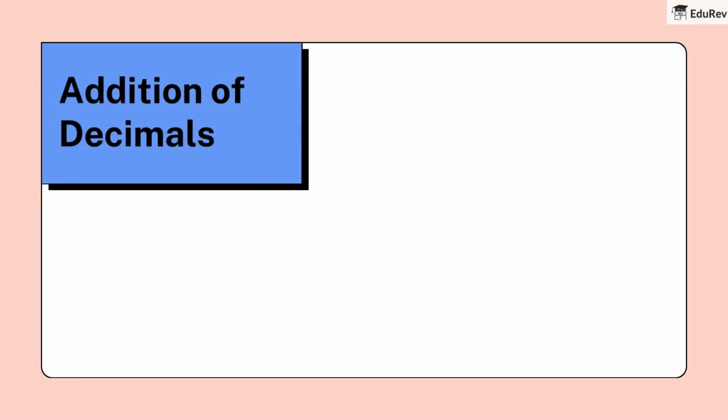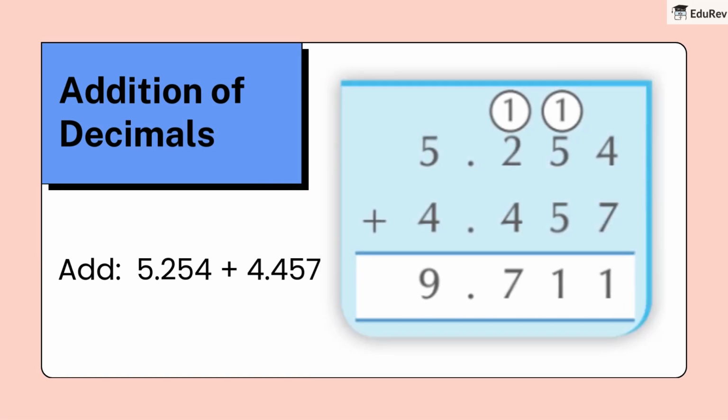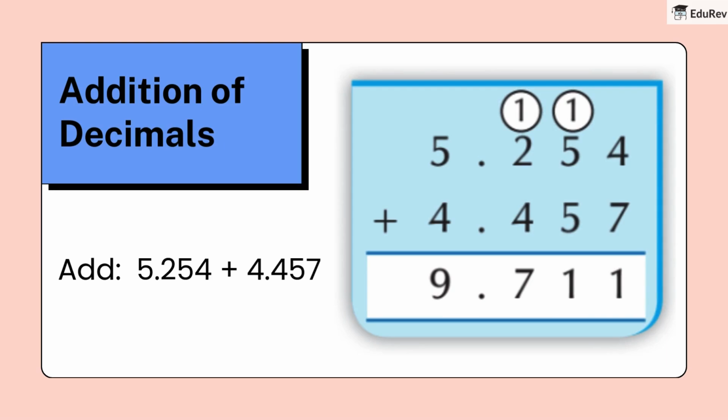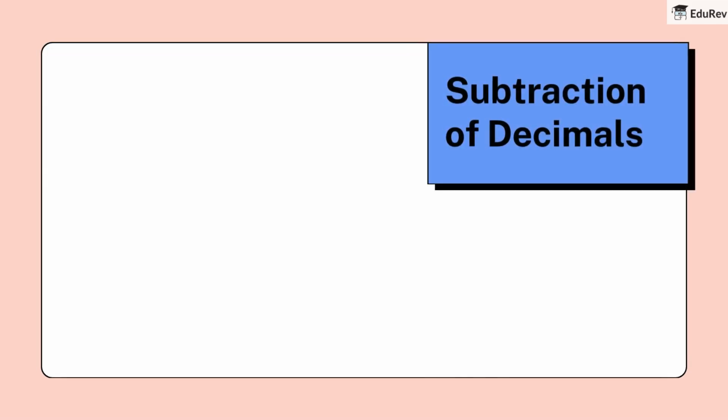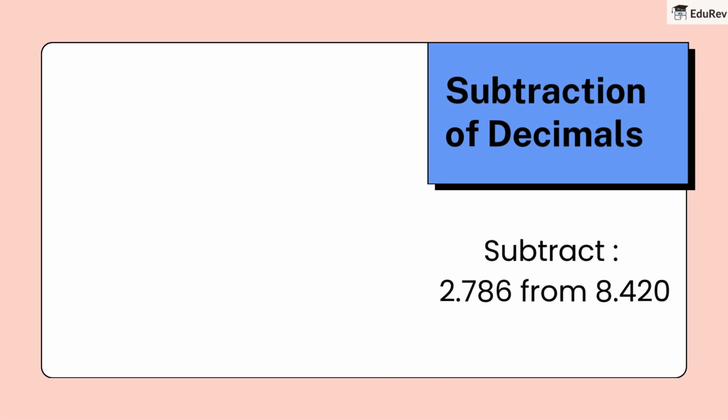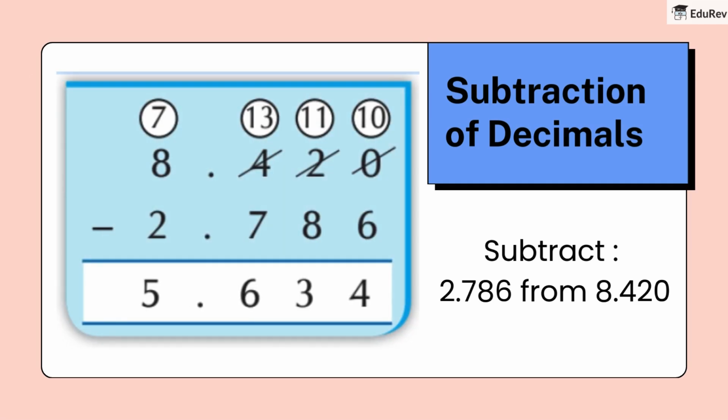Now let's move to the addition of decimals. For example, when we add 5.254 and 4.457, just by using all the same addition methods we can add these two in the same way. So after adding we get the result as 9.711. Next, we have subtraction of decimals. Let's subtract 2.786 from 8.420. Similarly, we can follow the normal subtraction method to reach the result, which is 5.634.